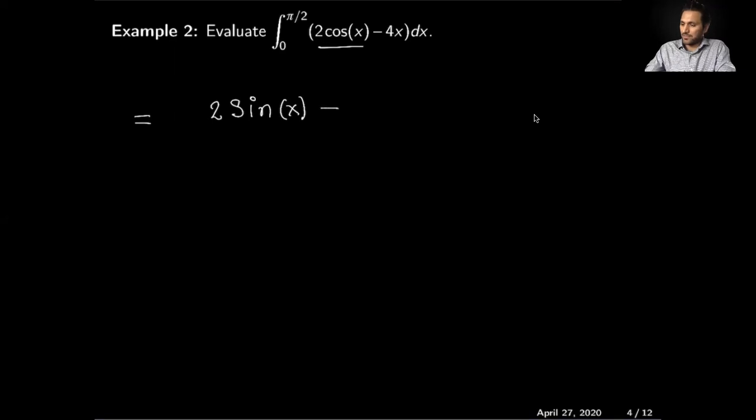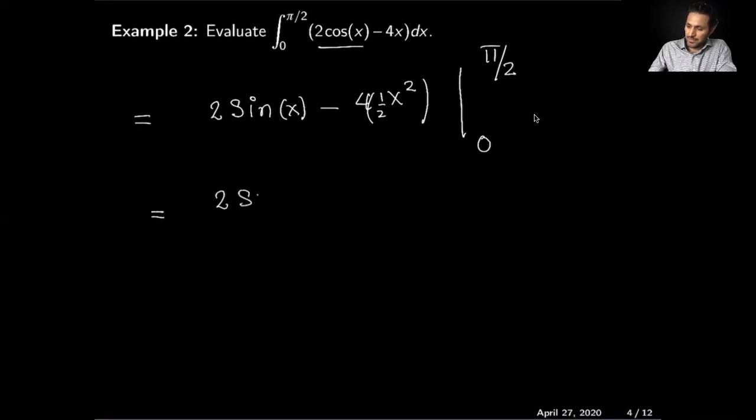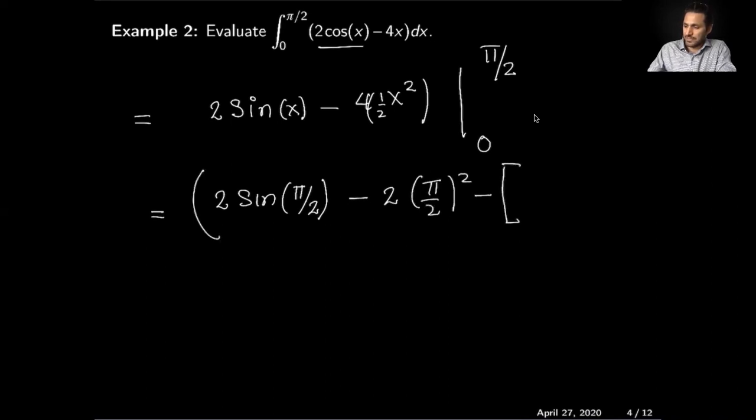And what is the antiderivative of 4x squared? It's going to be 4x to the power 2. You add 1 and then you take the reciprocal of that power. So it's going to be 1/2 x squared. And then we will write down the limits here, 0 to pi by 2. So if I plug in the upper limit, it's going to be 2 sine pi by 2 minus 1/2 times 4, which is basically 2, times pi over 2 squared, upper limit minus lower limit.